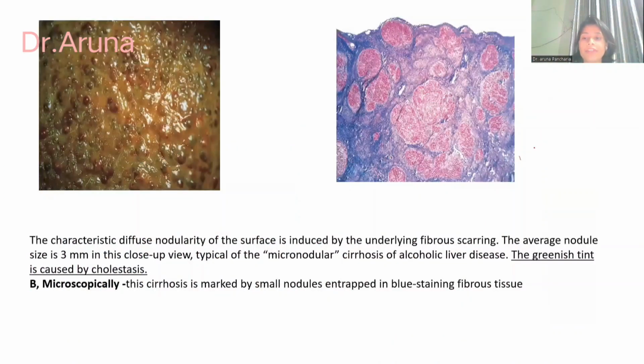And this is a special stain, trichrome. Here you can see the nodule formation. These are the regenerating hepatocytes. And this is a gross picture. Here, apart from the nodules, you can see the greenish tinge. This is because of the cholestasis.